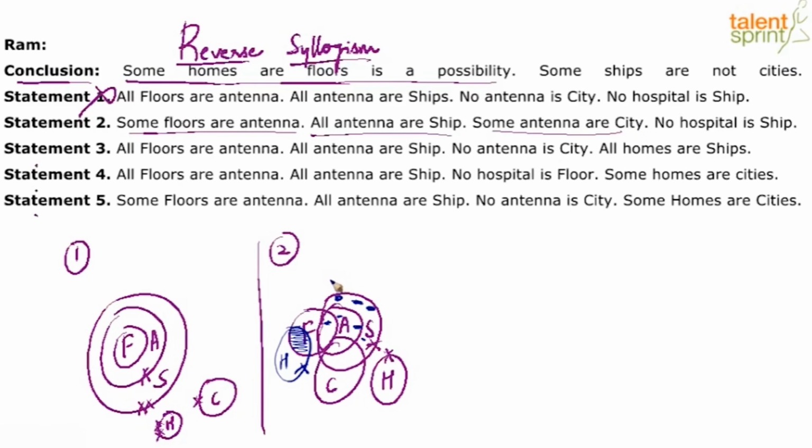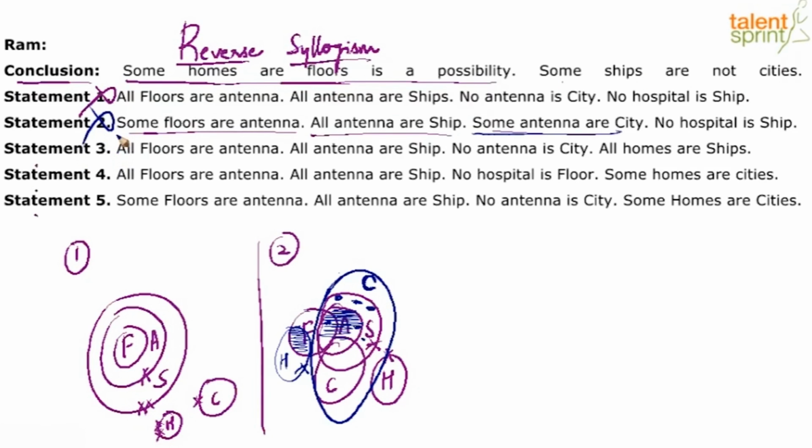But can we also draw the cities in this format? Forget about this purple C. Look at the blue C. It is a possible diagram. Whatever I have drawn in blue indicates the possible diagram. If I draw ships in the cities in this way, some antenna are city still holds. But all the ships have come inside cities. So can we say some ships are not cities? No, it cannot be concluded from this one. Hence, statement 2 is also false.